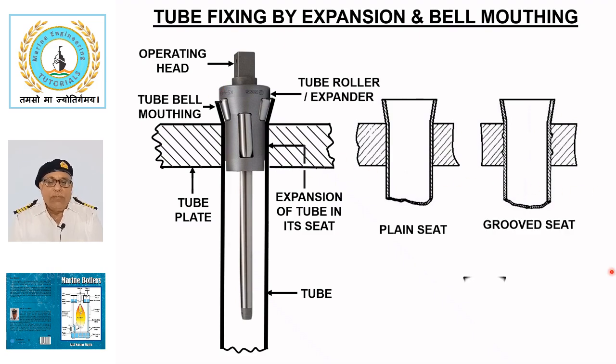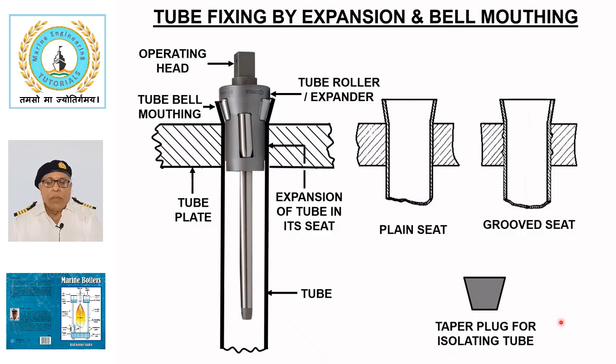Expansion and bell mouthing is a specialized job which should be undertaken only by a trained person because excessive expansion can result in cracking of the tube plate. If any tube is ruptured, after identification of the leaking tube, both tube ends are cleaned and taper plugs are hammered in to isolate the ruptured tube.